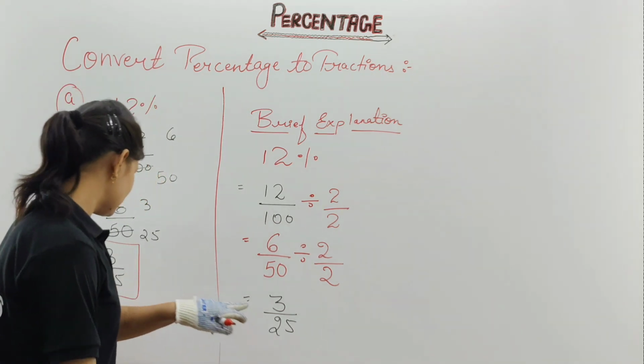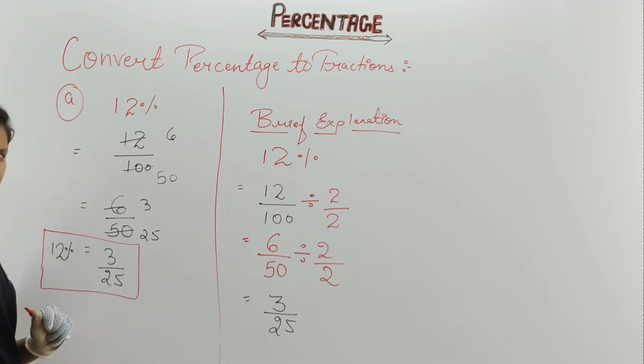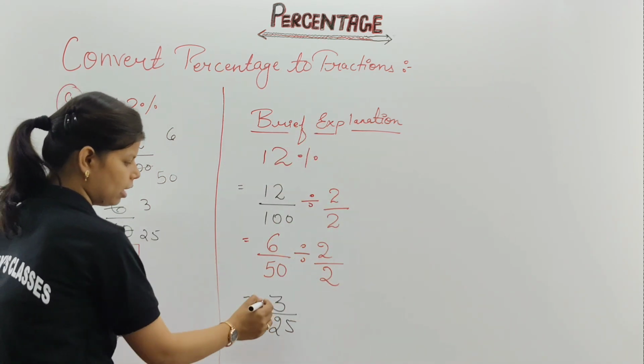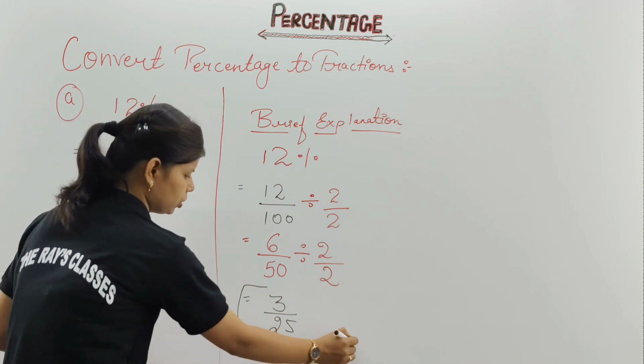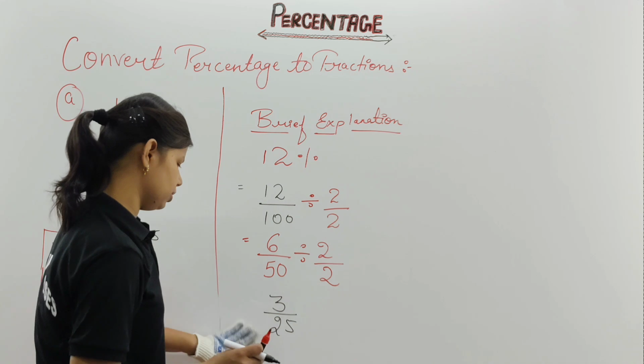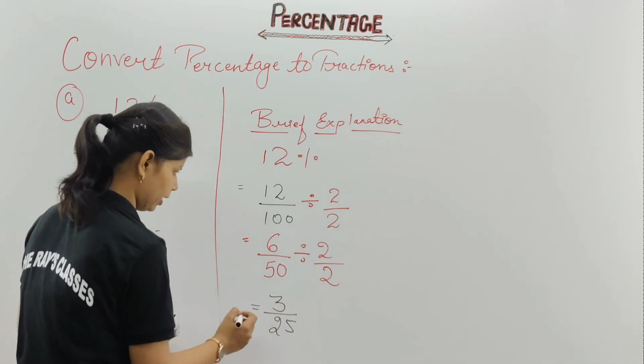Understood? Here also your answer is 3 upon 25. Here also your answer is 25. What is the basic difference? The basic difference is nothing. Only here I have done the brief explanation about the topic so that you can understand the concepts properly, children. That is only my purpose behind this.